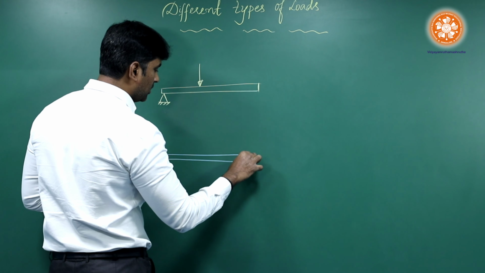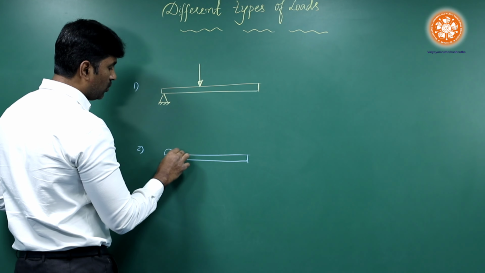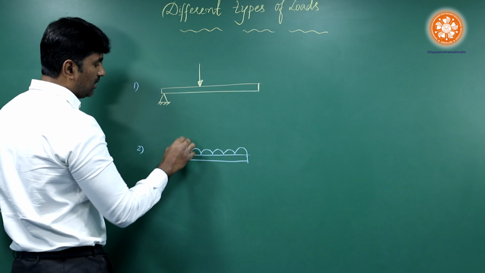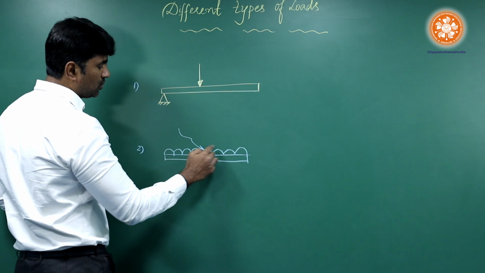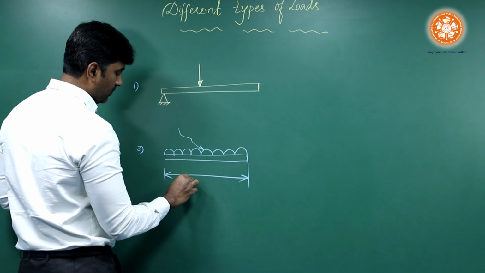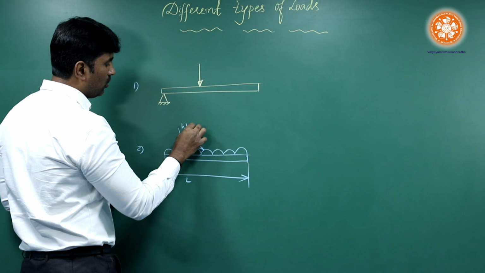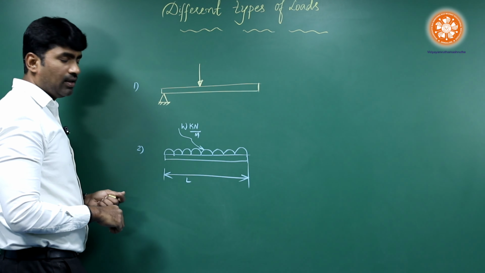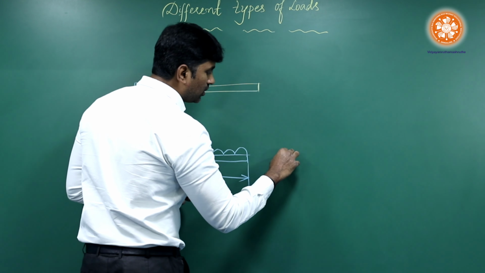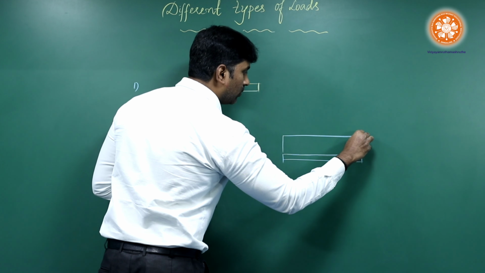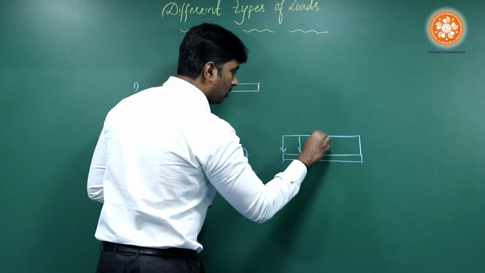As the name indicates, the load is uniformly distributed throughout the length. So this is how it is shown, and if this is the length L and say W kilonewton per meter load is acting, and it can also be shown in this particular way. If this is a beam member, it can be shown in this particular way also.